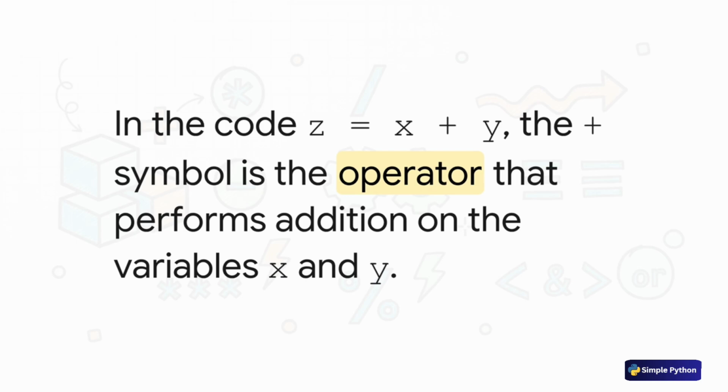Let's take a look at a super classic example. In this line of code, z equals x plus y, that little plus sign, that's our operator. It's just telling the computer, hey, take whatever's in x, add it to whatever's in y, and you're done. It's really that simple. And these little symbols, they're the first tools we're going to put into our programming toolbox.